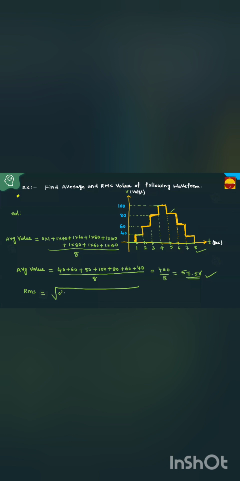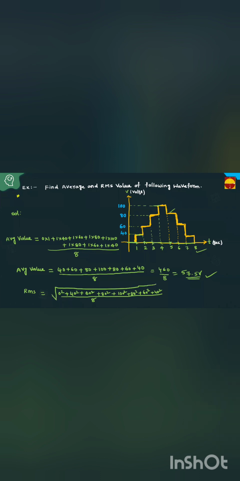0 square, 40 square, 60 square, 80 square, 100 square, 80 square, 60 square, 40 square. For squares, we are finding the mean value. Total is how many values? Total time is how much? 8 seconds. So divided by 8: 0 square, 40 square, 60 square, 80 square, 100 square, 80 square, 60 square, 40 square.